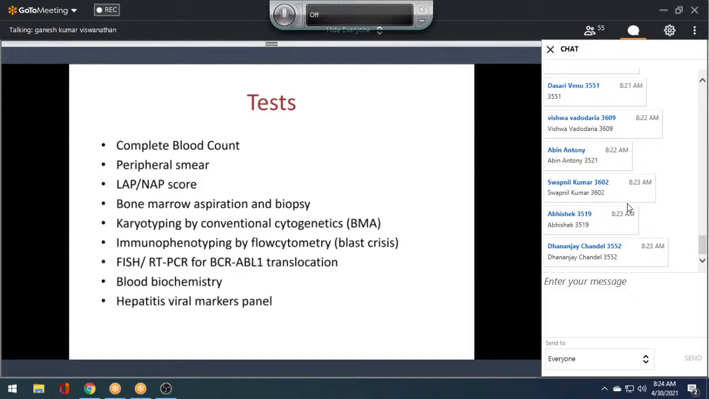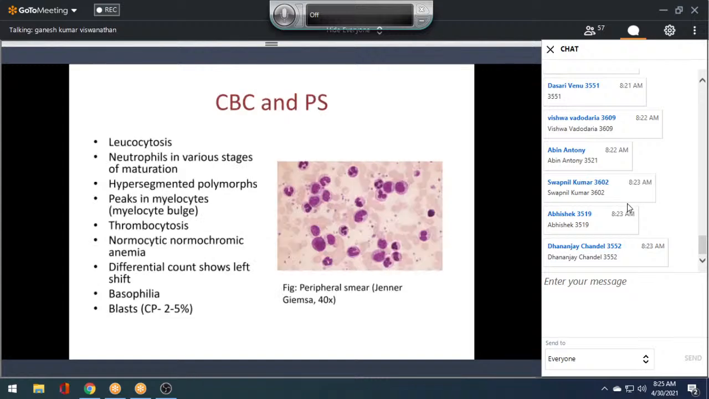The peripheral smear examination will tell you the type of cells present. Leukocyte alkaline phosphatase or NAP score is done to look at the neutrophils. In CML, the LAP or NAP score is reduced. It's low. Bone marrow aspiration biopsy will confirm the findings, and karyotyping helps to understand the recurrent cytogenetic abnormality. Rarely we use flow cytometry. This is used only in blast phase, not in chronic phase. And the test to diagnose this is the BCR-ABL1 translocation.